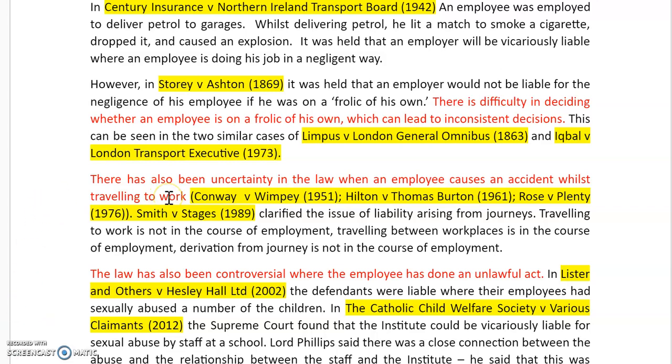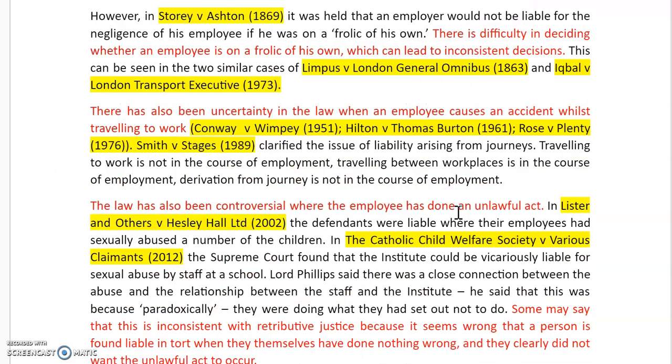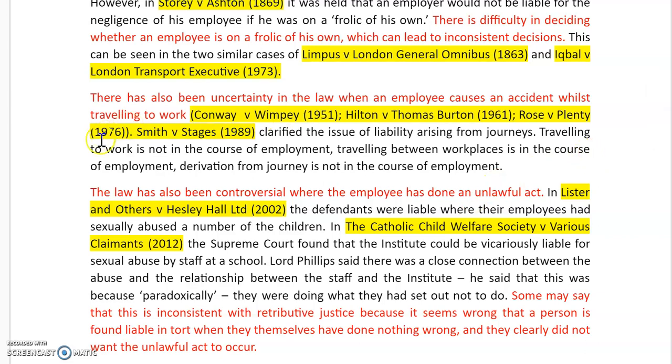A further problem, which might seem quite unfair for the employer, is that there's uncertainty in the law if the employee has caused an accident whilst travelling to work. And we've got a whole host of cases here listed that have clarified the issue from journeys. So the rule now is that travelling to work is not in the course of employment, travelling between workplaces is in the course of employment, deviation from journey is not in the course of employment.